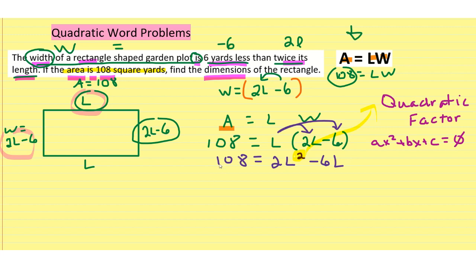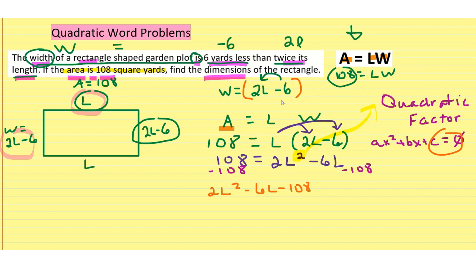So basically, I'm going to subtract this 108 from both sides, minus 108, and turn it into 2l squared minus 6l minus 108. Technically, it would be equal to the 0. Do I need that part to actually factor it? No, I can kind of just ignore that for the moment.